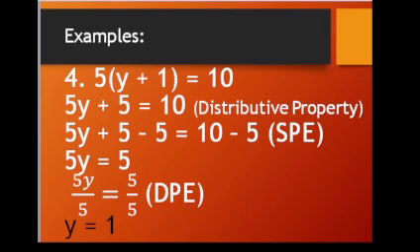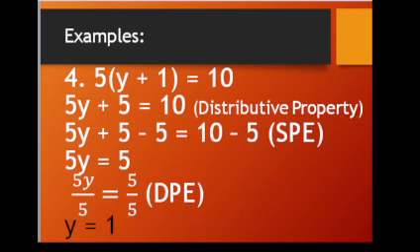Okay, number 4 example, we have 5 times y plus 1 equals 10. So we need to simplify first the left side of the equation. So we need to apply the distributive property so that we can solve this equation. Distribute 5 to y plus 1. So we have 5 times y is 5y, and 5 times positive 1 is positive 5. So at the left side of the equation, we have 5y plus 5 equals 10. Yes, we applied the distributive property.